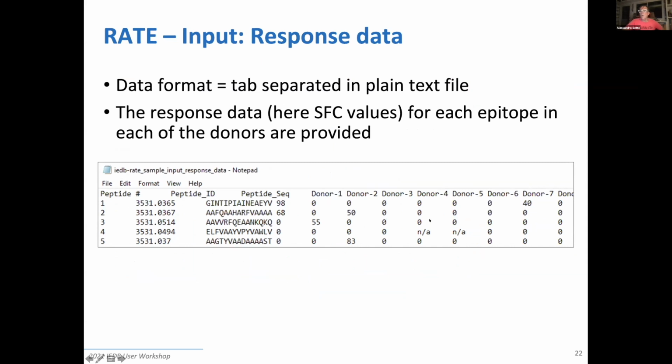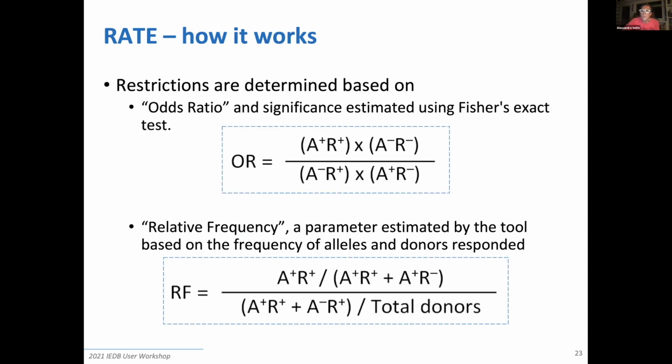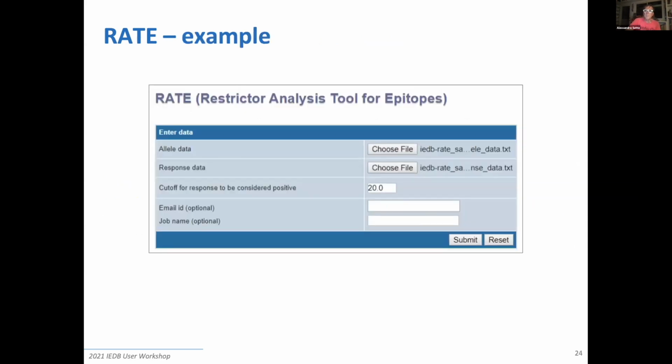And obviously, this works best the more data you have. If you have a relatively large data set with a good population size, you can actually get some interesting results. And so this is the formula that is used to define odds ratio or relative frequency. It's explained in more detail in the help section of this tool, but essentially, again, it contrasts the frequency of different HLA alleles in responders versus non-responders to one particular peptide.